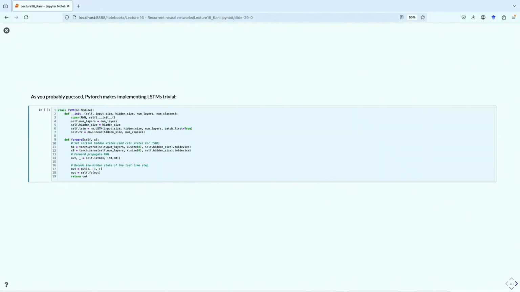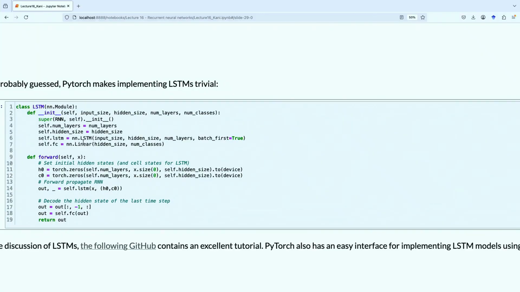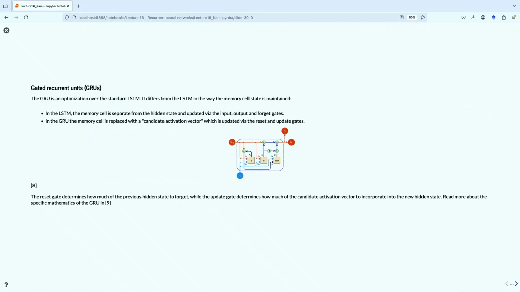And as you probably guessed, PyTorch allows you to implement an LSTM fairly simply, just using the nn.lstm file. I included links all throughout this lecture, so you can look at some very good tutorials all over the internet.